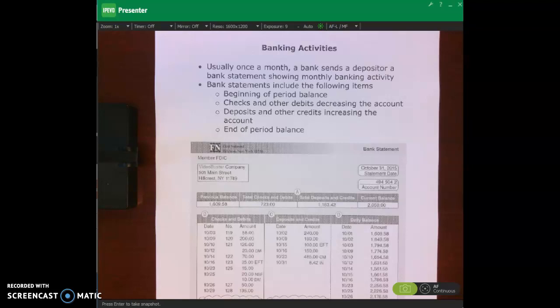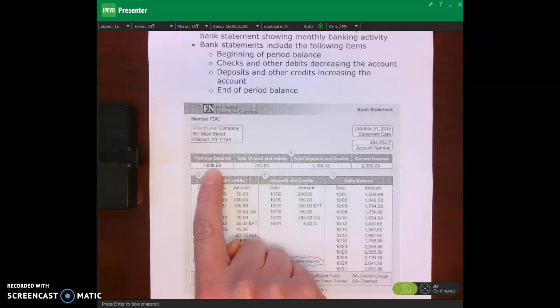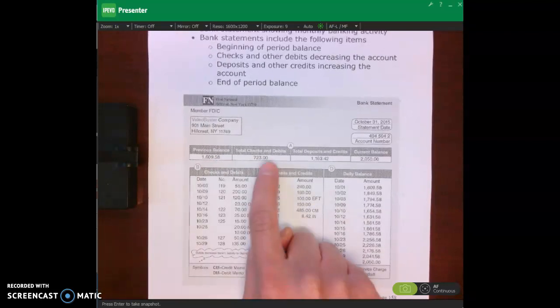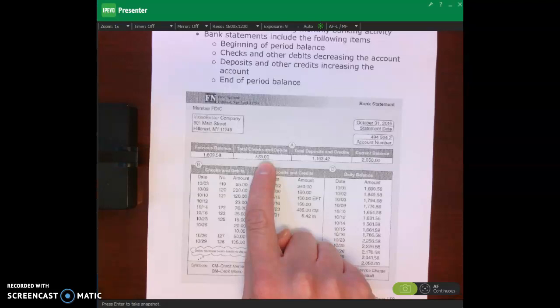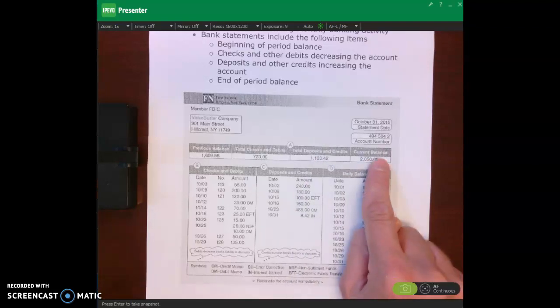What this bank statement is going to show us is, for a given period, typically a month, here's your beginning balance in cash. Here are any checks and other debits that decrease the amount. Then it's going to show any deposits and other credits that increase the account, and then our end of period balance. So if we look over here, we have our previous balance, which would be our beginning, less any cash disbursements, plus our deposits, equals our current balance.